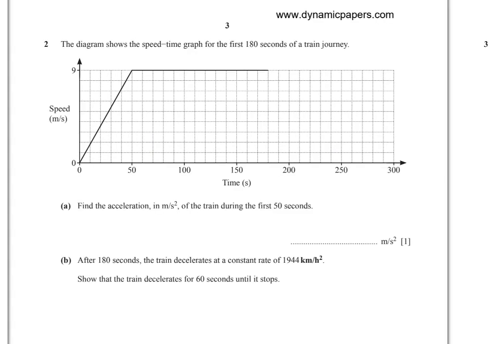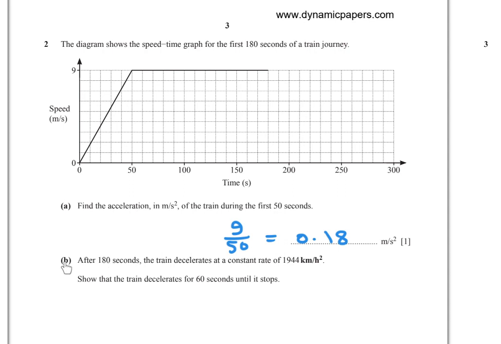Number 2. The diagram shows the speed time graph for the first 180 seconds of a train journey. A. Find the acceleration in meters per second squared of the train during the first 50 seconds. To find the acceleration, rise over run, the gradient of this line. For the gradient, you can use rise over run or y2 minus y1 over x2 minus x1. So rise over run, 9 divided by 50. 9 over 50, or you can write as decimal 0.18 meters per second squared.